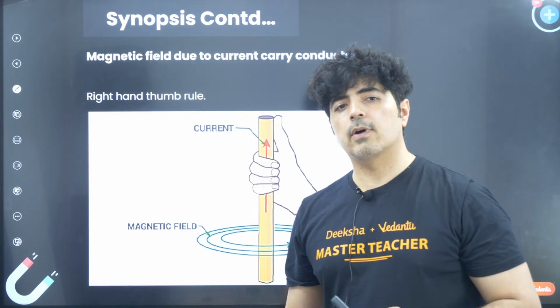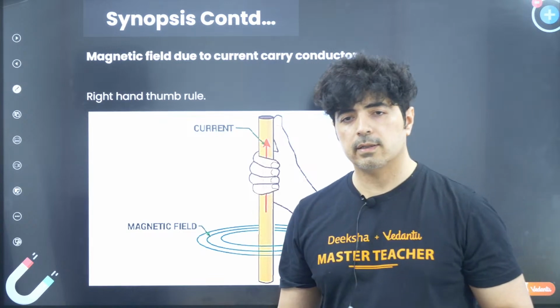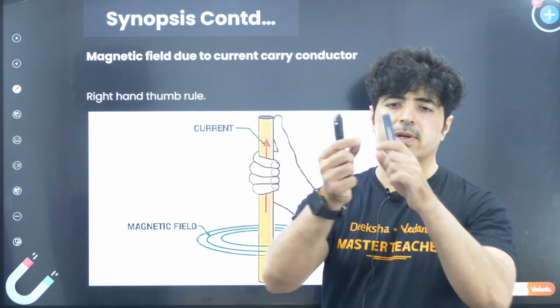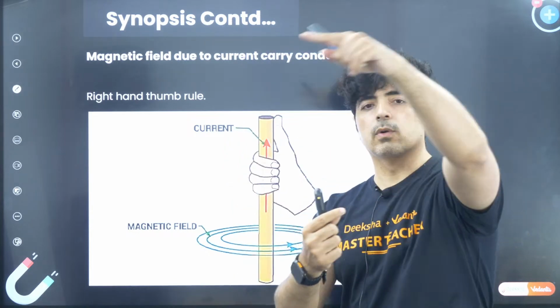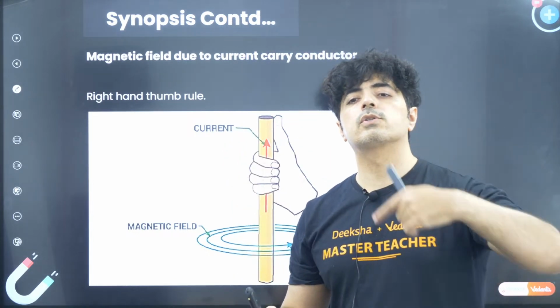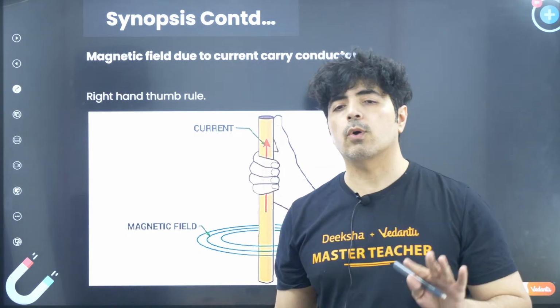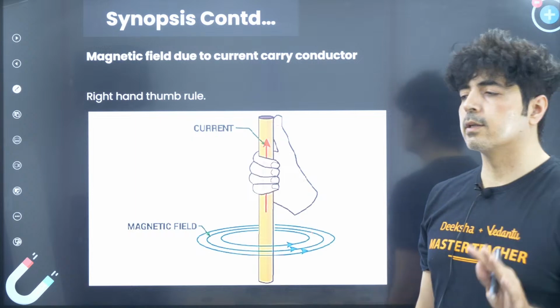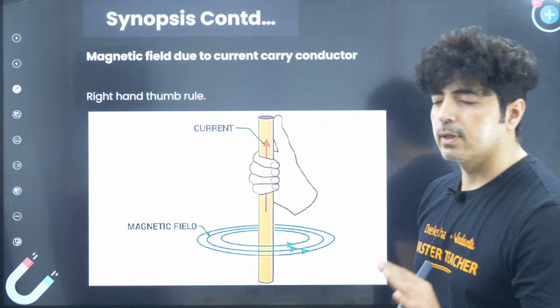There are three types of things in your syllabus. One is a straight conductor, just a straight wire. Second is a circular wire, and third one is a solenoid. Okay, all three are equally important. Solenoid is a little bit more important than the other two, but all three are equally important. You can't leave any one of them. All right, so let's go understand.